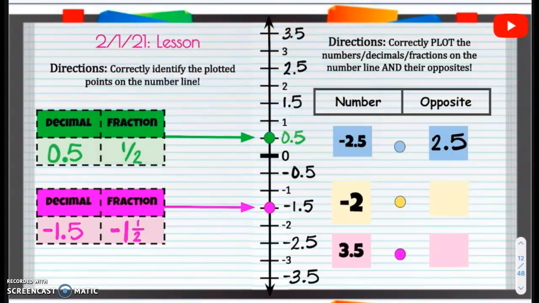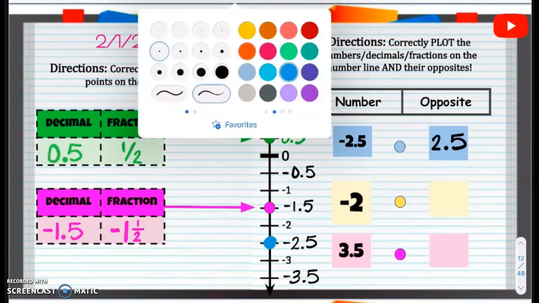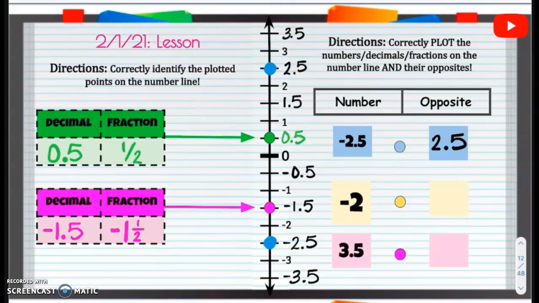So we have that -2.5 down here, and then that +2.5 up here. They're both the same distance from 0. Next one, we have -2. The opposite of -2 is just +2. Easy peasy. So first let's plot -2. And then we'll plot that +2.